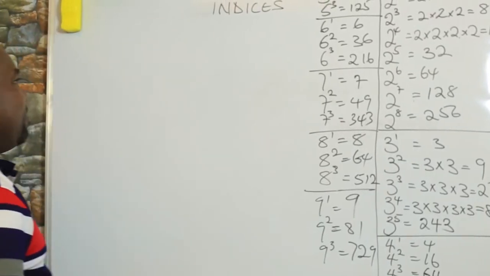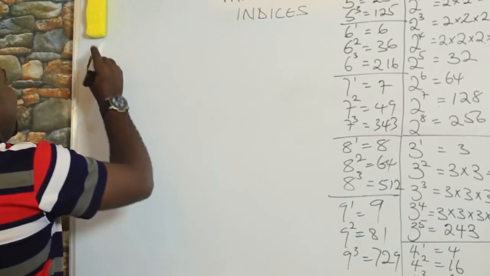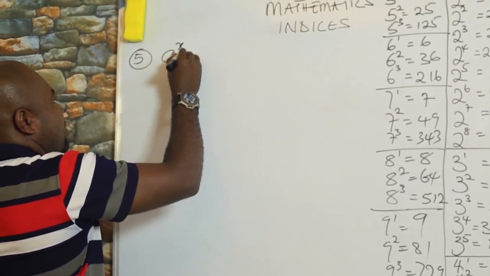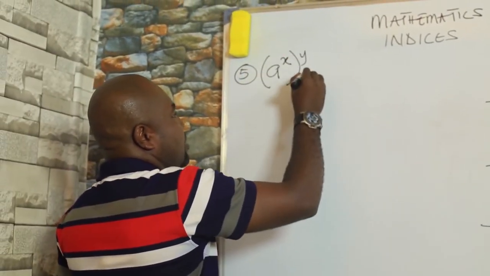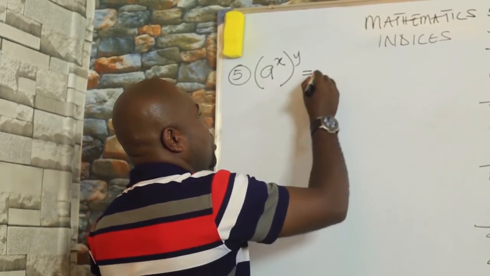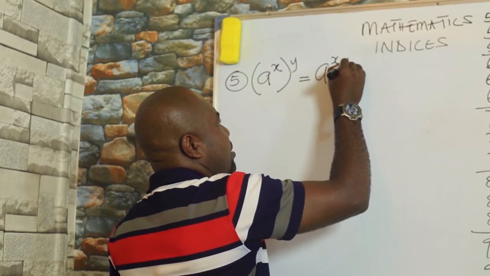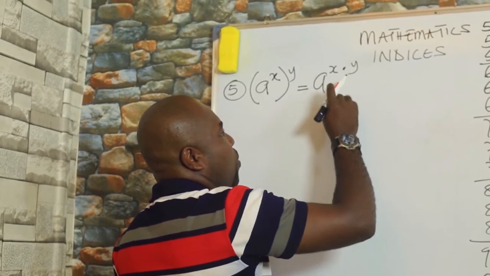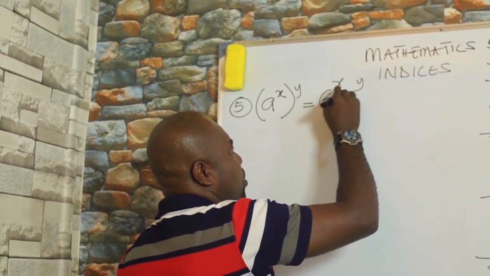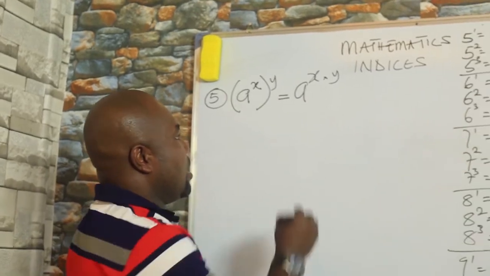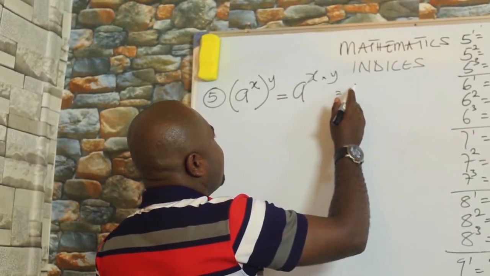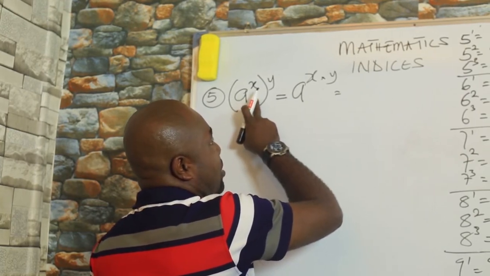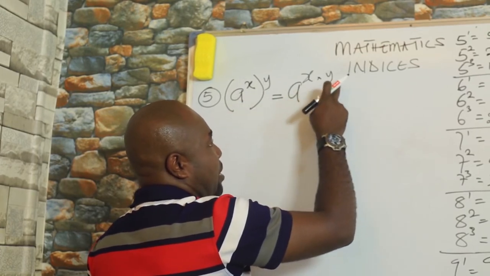Now let's take the fifth law. A raised to power X, bracket Y. This simply means this is equal to A raised to power X times Y. Some notation will say X dot Y. But this is X times Y, which is equal to A raised to power XY, as the case may be. This is A raised to power XY, or A raised to power X times Y.